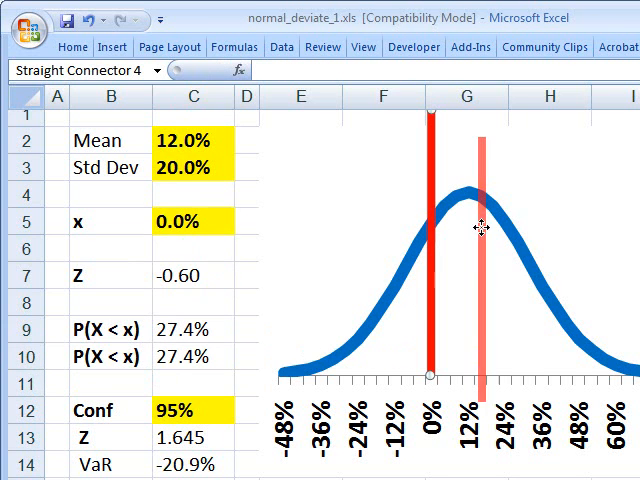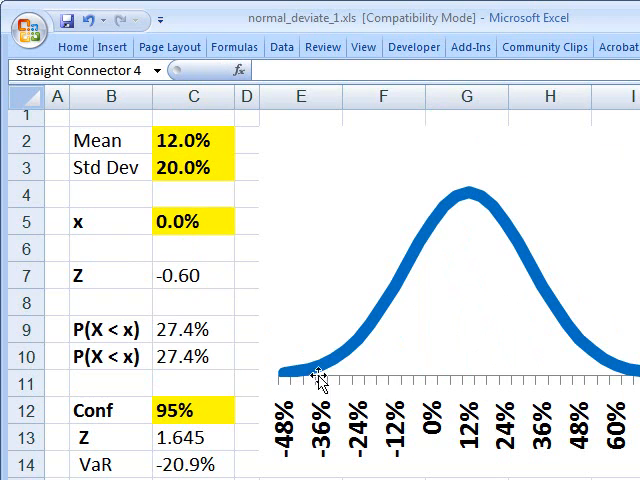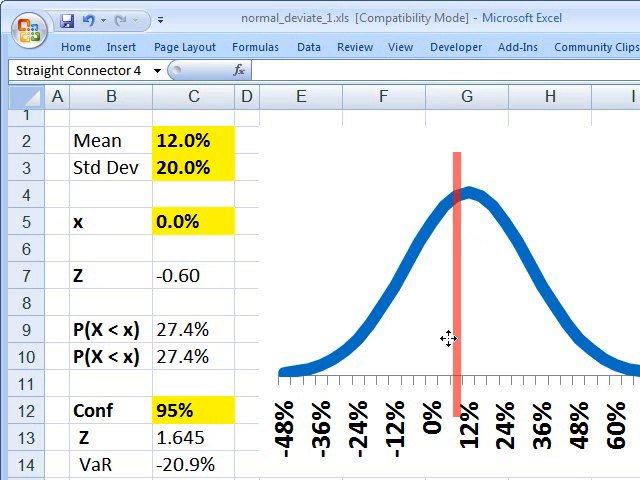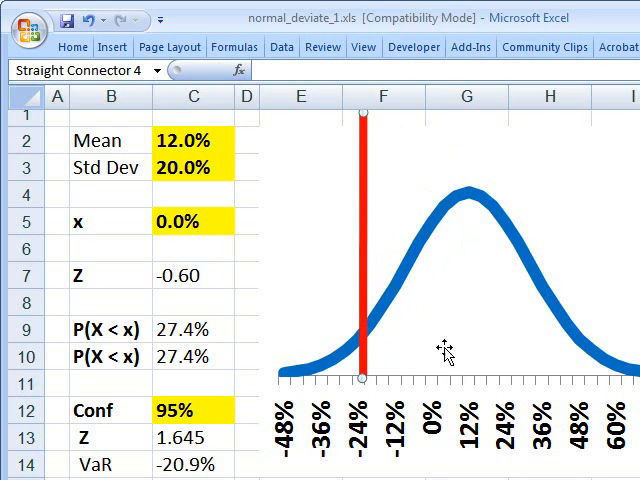Now I can look at this from the other direction, which is to say, I can ask myself the question, where is the point on the curve such that I would not expect to do worse than that 95% of the time? So maybe that's somewhere over here where I have 95% of the area under the curve is here, 5% is here, and that would tell me that that's the loss that I do not expect to exceed, at least with a confidence of 95%, 95% of the time.